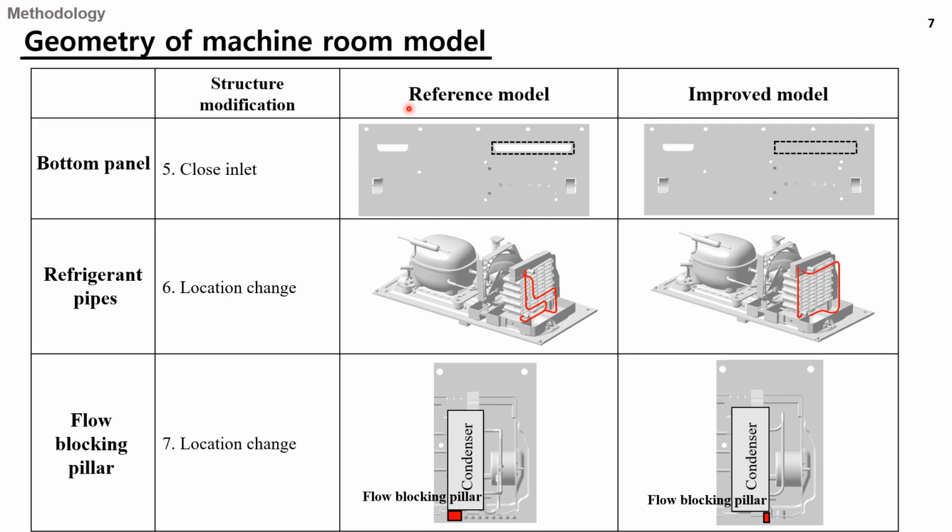And next, we plug the inlet in the bottom panel. For the sixth, we move the refrigerant pipes to a location with less flow interference. And finally, we relocated the flow blocking pillar. The reason for each structural modification will be explained in the research results.